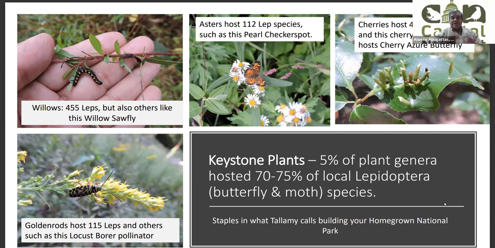Sure. The ones I've mentioned over here, the asters and goldenrods, have a longer time to grow, so they support more species. However, early on, a good example would be something that supports more than one thing.